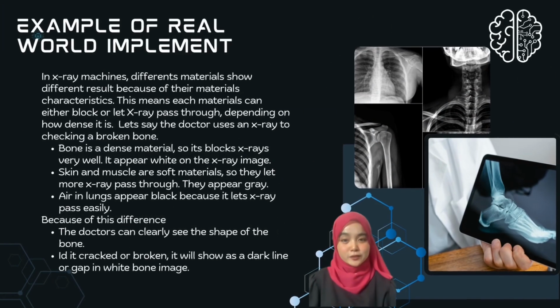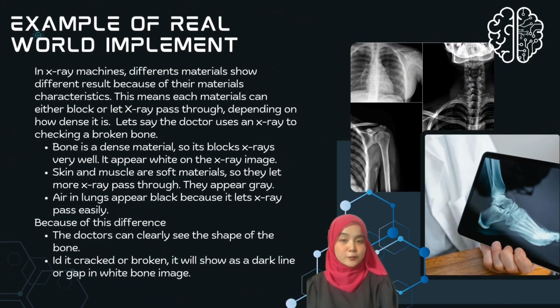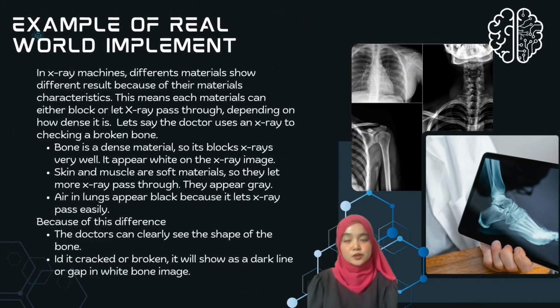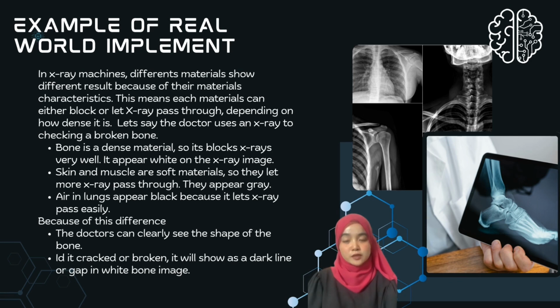Let's move to the real-world implementation. In X-ray machines, different materials show different results because of their material characteristics. This means each material can either block or let X-rays pass through, depending on how dense it is. Let's say the doctor uses an X-ray to check a broken bone. Bone is a dense material, so it blocks X-rays very well. It appears white on the X-ray image.